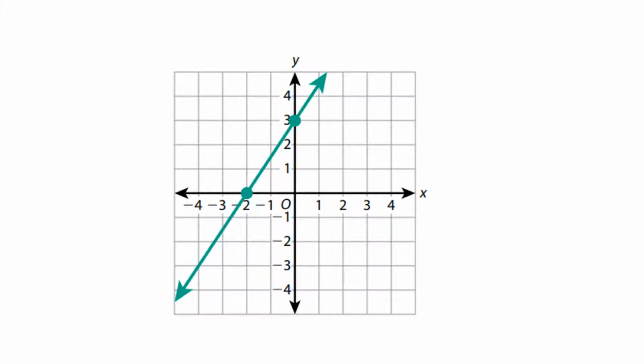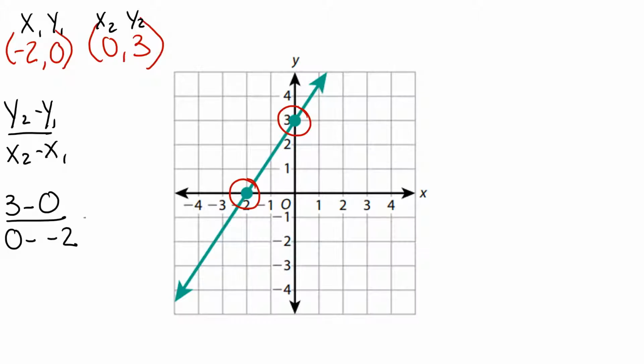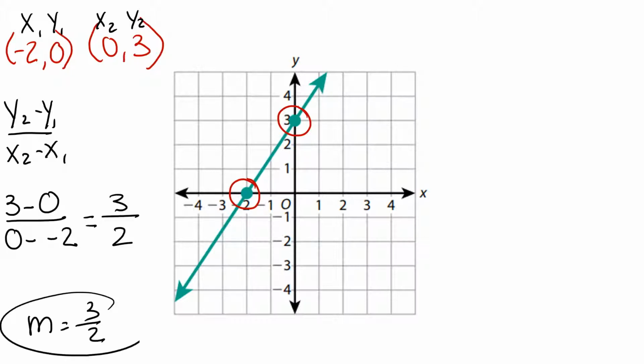For this problem, looking at the 2 points we can read clearly, we're at -2 and 0. And then we're at 0, 3. We label the points x1, y1, x2, y2, and plug them in the slope formula y2 minus y1, x2 minus x1. y2 is 3, minus y1 is 0, x2 is 0, minus x1 is -2. 3 minus 0 is 3, 0 minus -2 is 2. M is 3/2. M is the slope, also called the rate of change.